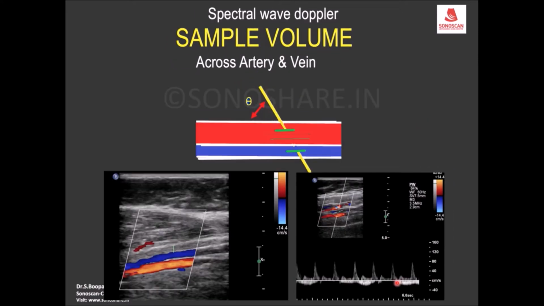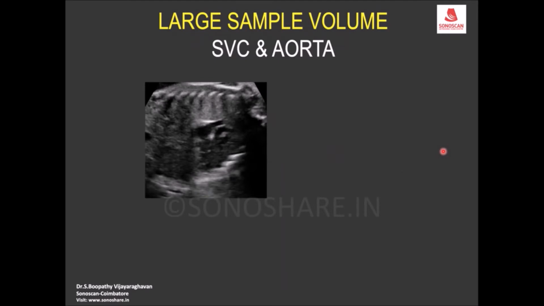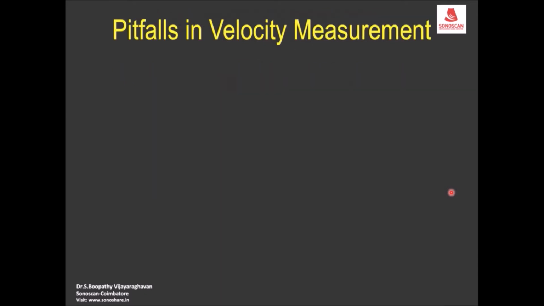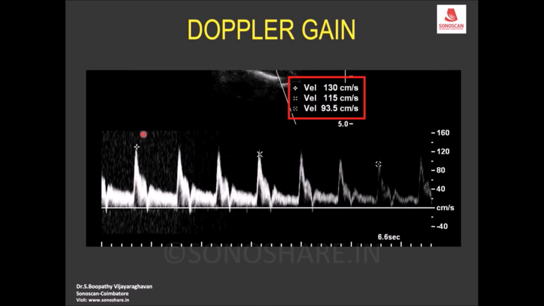Okay, so this is useful in certain situations. In obstetrics, we have to put the sample volume through the SVC and heart block, to study the simultaneous information from atrial and ventricular events. Here the gain is more, you get these artificial echoes, and then proper gain and low gain.